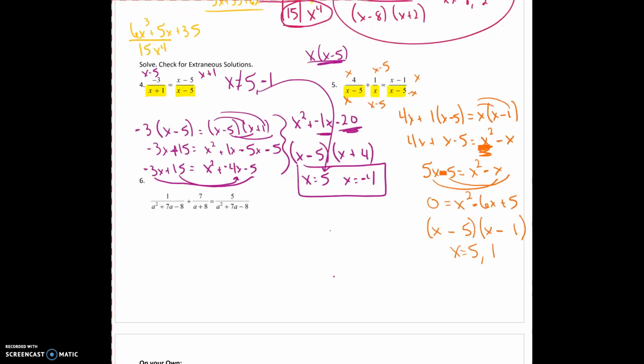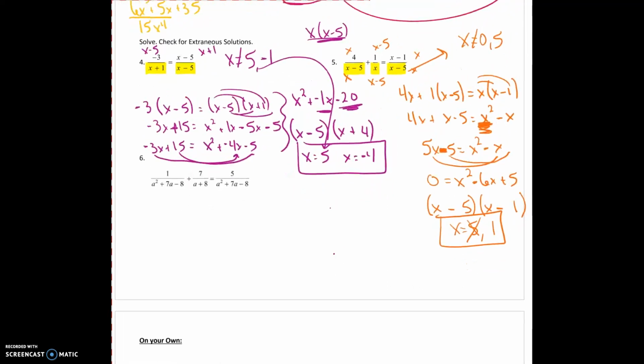And again, going back to the top up here, my denominators can't be 0 or 5. So this 5 is considered an extraneous solution. The only real answer is the 1. So our last one in this section is number 6. And I will have to do some factoring here.